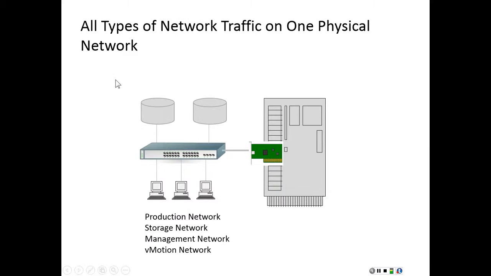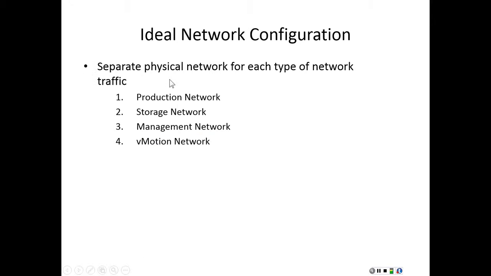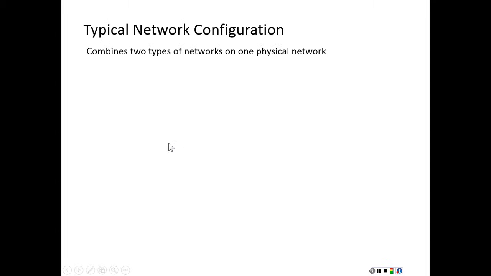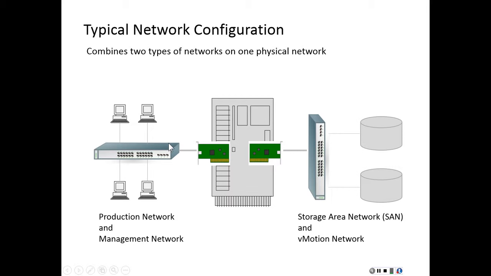Now, at the other extreme, we can have all 4 types of network traffic on one single physical network. The production network, storage network, management network, and vMotion network, if they all share the same physical network, the problem with that is congestion. Everybody slows down. Ideally, you have a separate physical network for each type of network traffic, but we rarely get to have the ideal. Most commonly, what you're going to see is 2 physical networks and 2 types of traffic on each physical network. Here is the example.